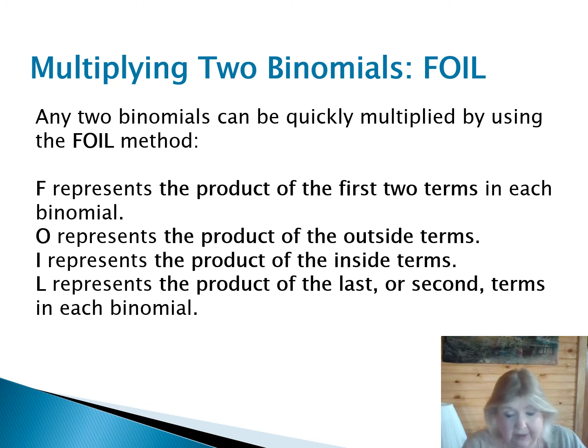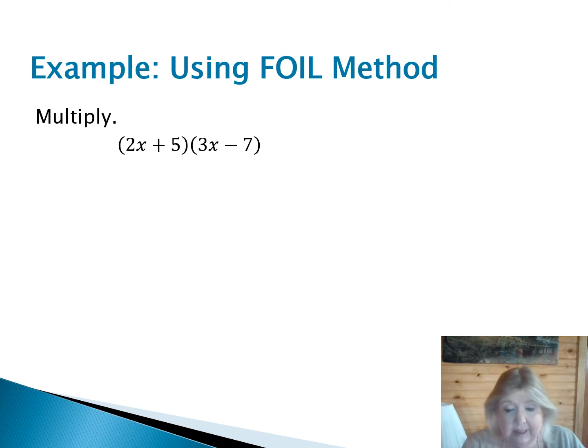Most of you will be very familiar with FOIL, but I want to review it anyway. Any two binomials, they do not have to be linear, can quickly be multiplied using the FOIL method. F represents the product of the first two terms in each binomial, O the product of the outside terms, I the product of the inside terms, and L the product of the last or second term in each binomial. So a very simple example of FOIL, just to review the process.